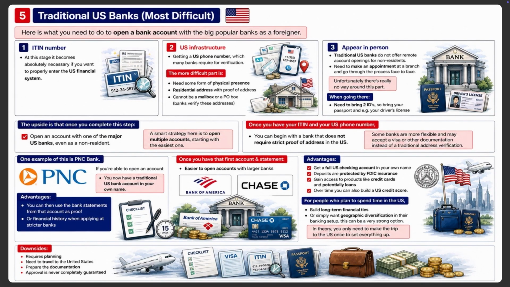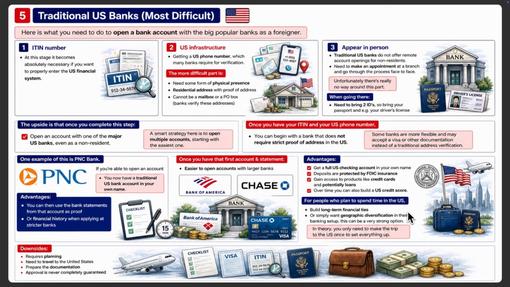After opening your first traditional US account, you can use the bank statements from that account as supporting documentation when applying to larger or stricter banks, such as Bank of America or Chase. It also helps to visit cities with large international communities, such as Miami, where bankers are often more familiar with non-resident clients. The advantages of this route are significant. You get a full US checking account in your own name, FDIC protection, access to credit cards, potential loans, and the ability to build a US credit history over time.